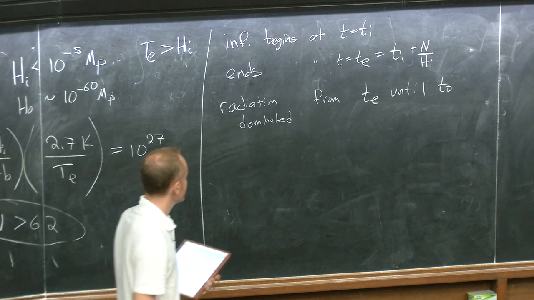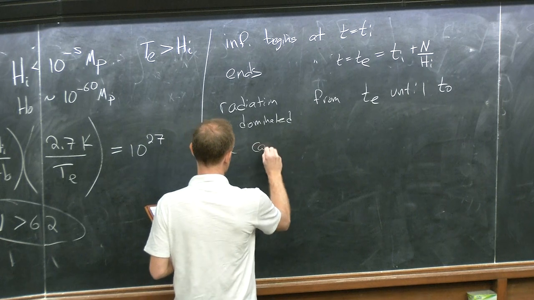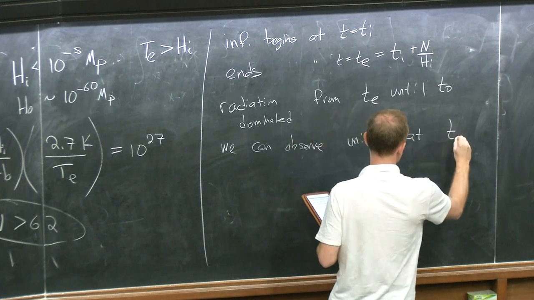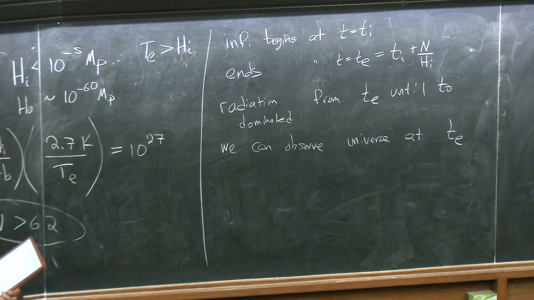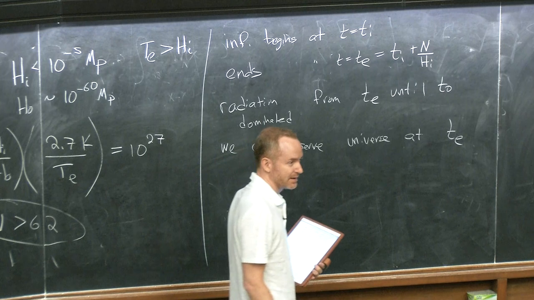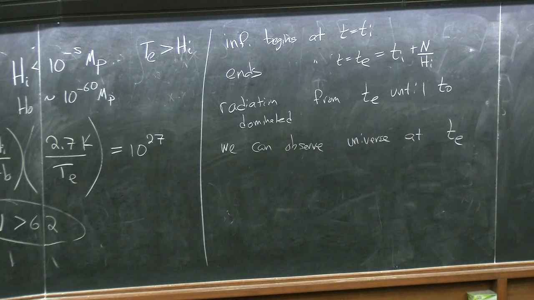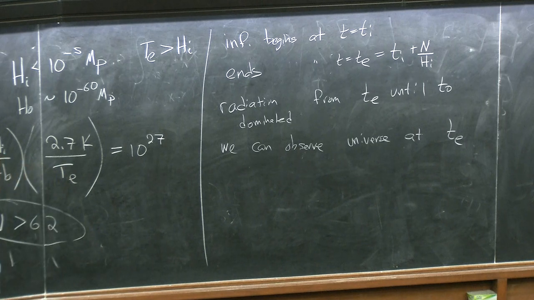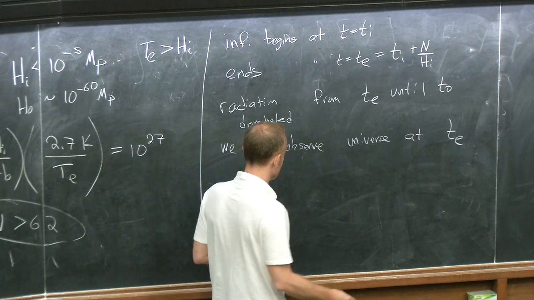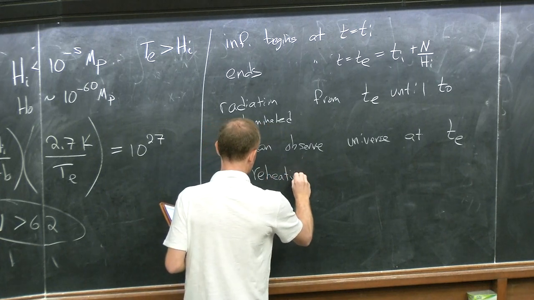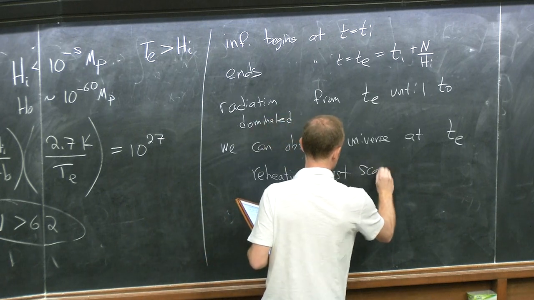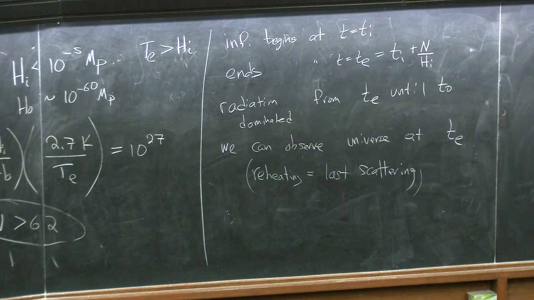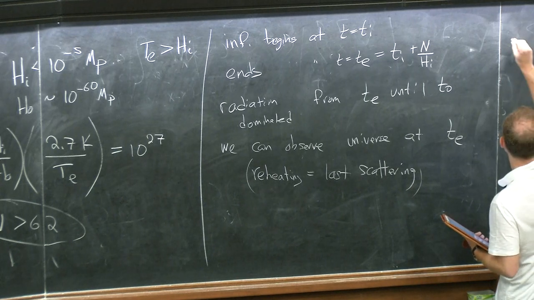And then let me make one other simplifying assumption. Let's assume that we can observe the universe at t_end. In the real universe, when we look at the cosmic microwave background, we're observing the universe at decoupling, when electrons are recaptured by protons, and the universe becomes transparent. But in this toy universe, we're going to see all the way back to the end of inflation. The end of inflation is called reheating. And so what I'm doing is identifying reheating with last scattering. And again, I'm just doing this to try to make the picture a little simpler.